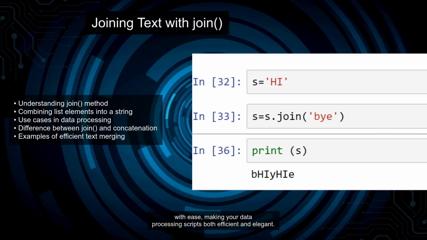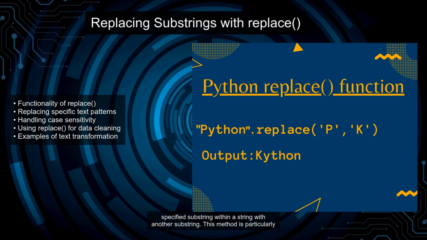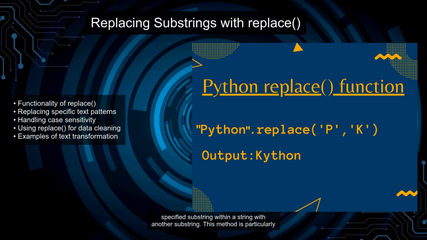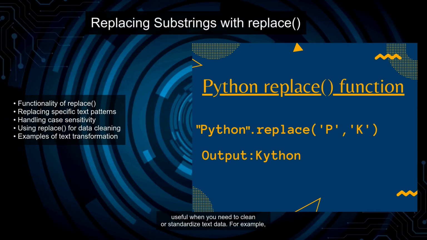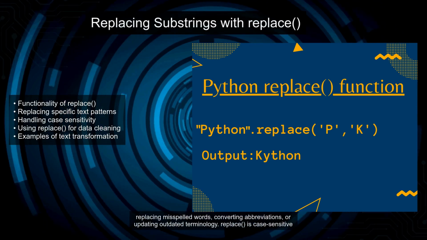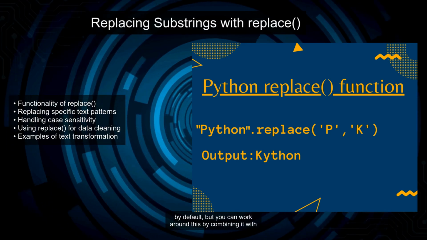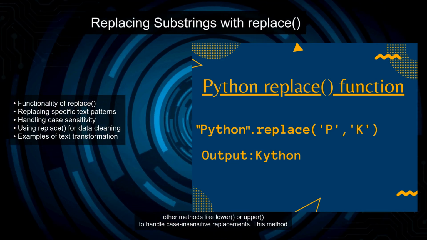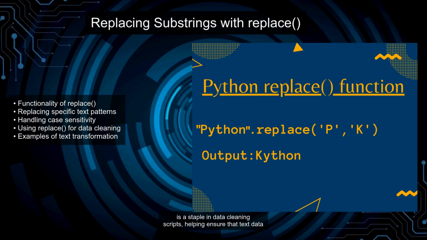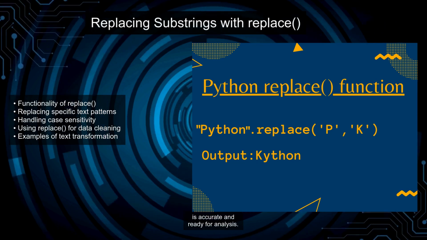The replace method in Python is used to replace occurrences of a specified substring within a string with another substring. This method is particularly useful when you need to clean or standardize text data. For example, replacing misspelled words, converting abbreviations, or updating outdated terminology. Replace is case-sensitive by default, but you can work around this by combining it with other methods like lower or upper to handle case-insensitive replacements. This method is a staple in data cleaning scripts, helping ensure that text data is accurate and ready for analysis.